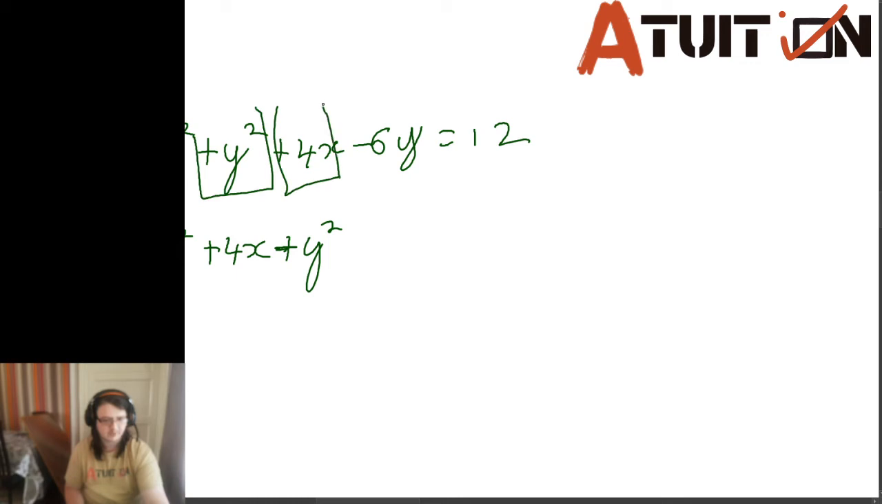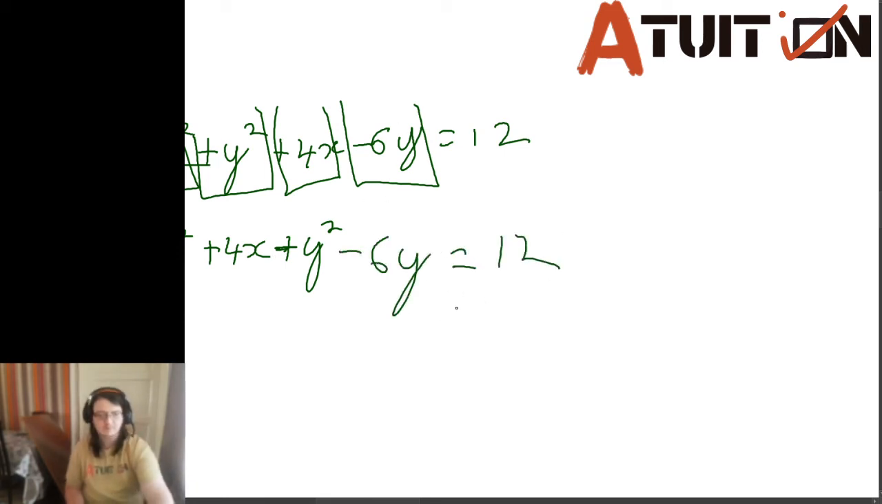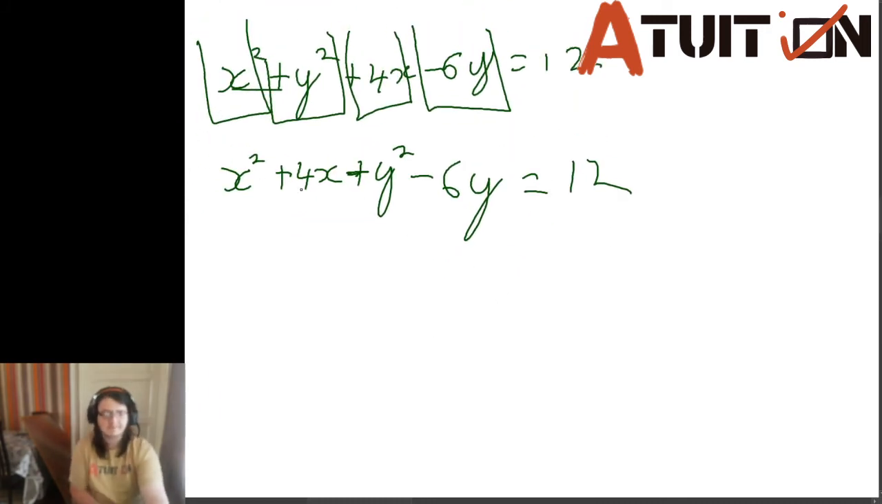That's a term, that's a term, and I'm just swapping them around. So y squared minus 6y equals 12. Wonderful. Alright, let's complete the square on the x's. So x plus something squared has to equal x squared plus 4x. So that's going to be x plus 2 squared, because x times 2 and 2 times x will make 4x. But we end up with a plus 4 that we don't want, so we take away 4.